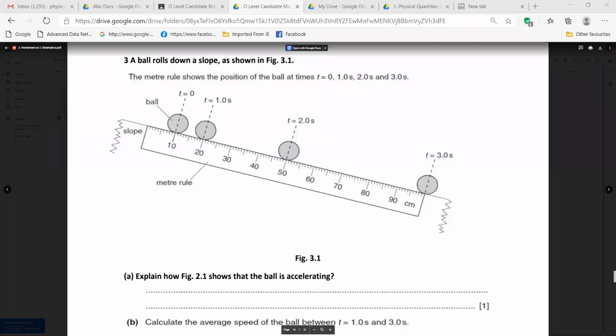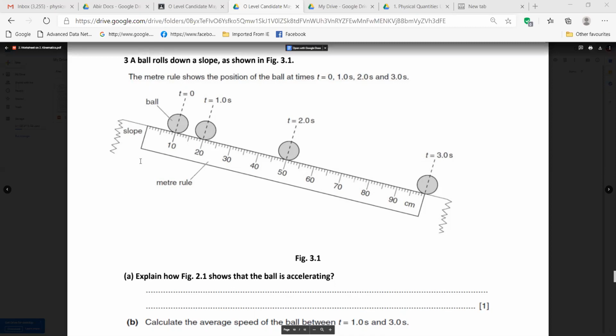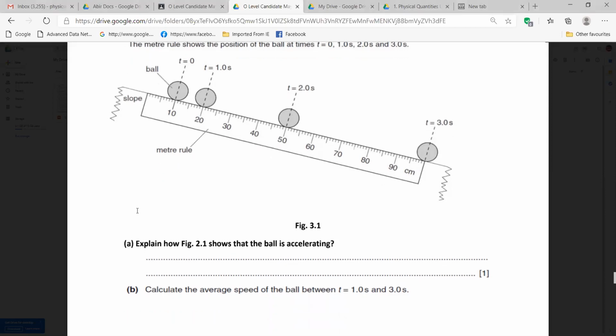The answer of A is: with increasing time, for every second, the distance moved is increasing. That's why it is accelerating. So you wrote that. Yes, sir. Thank you. Now we are going to the next one.